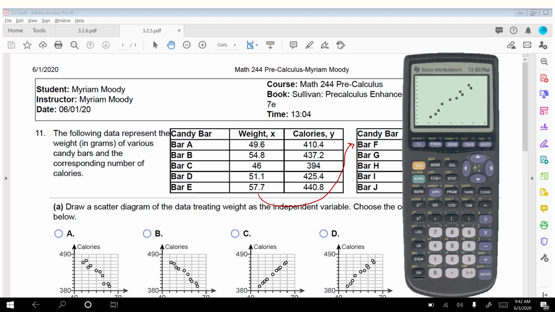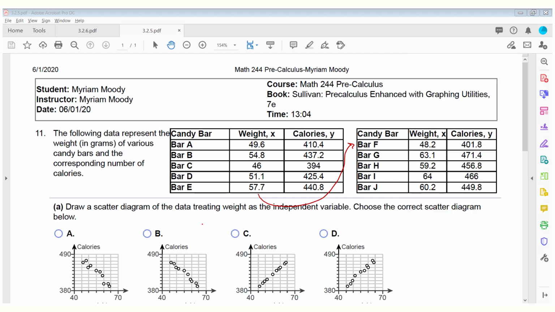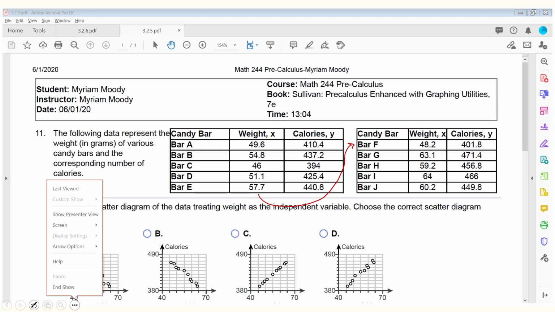They can actually, once we have the equation, say, hey, if a candy bar weighs 53.2 grams, how many calories is in it? Well, that's easy to find once you have the equation, right? You just plug it in. Good? Okay, so hopefully this makes some sense to you and you get a better idea of how to use your calculator. You have fun with this stuff, and I'll catch you on the flip side.